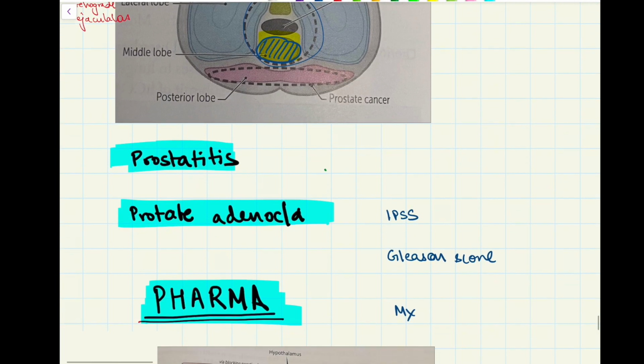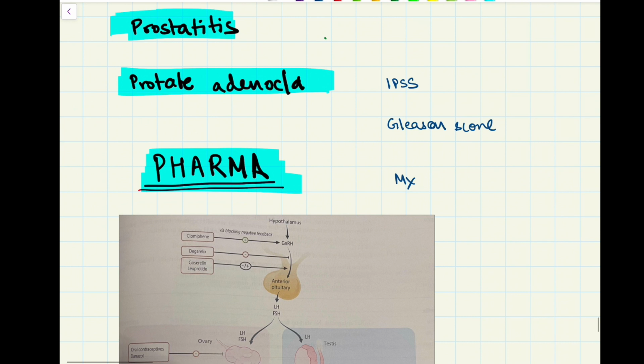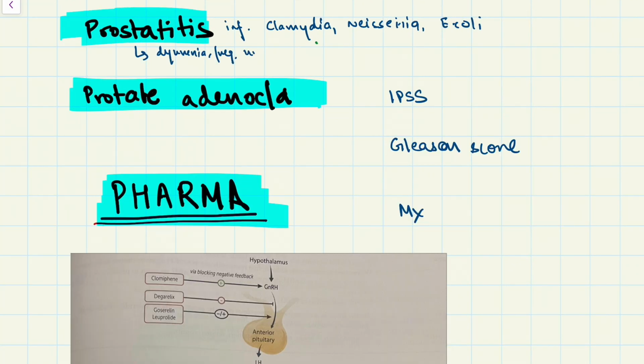Then next is prostatitis. It is the infection of the prostate, right? The causes are the same, that is chlamydia and Neisseria in young males and E. coli and Pseudomonas in older males, right? It is also characterized by dysuria, frequency, urgency and low back pain, but the prostate will be warm and tender.